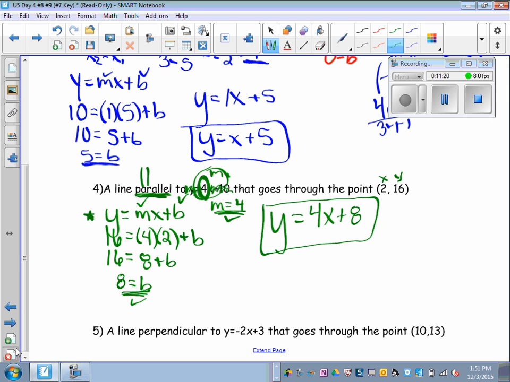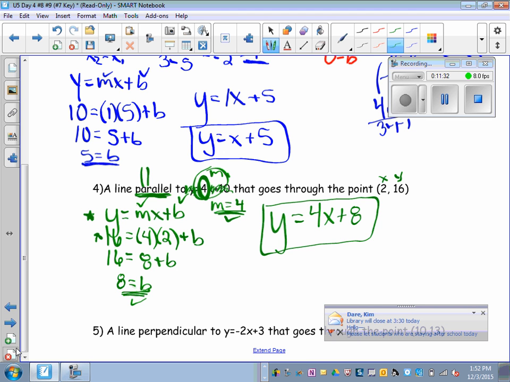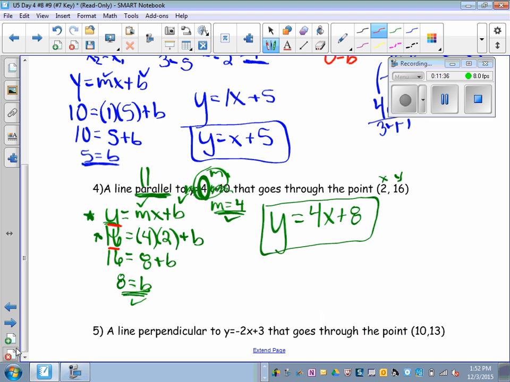Do you understand how we got b? 16 divided by 4 or what? So what we did here is y is 16. Because here, y. M is 4, because my slopes are the same. So it's 4. Then x is 2, because we get that from my ordered pairs. And then I just put that all together.